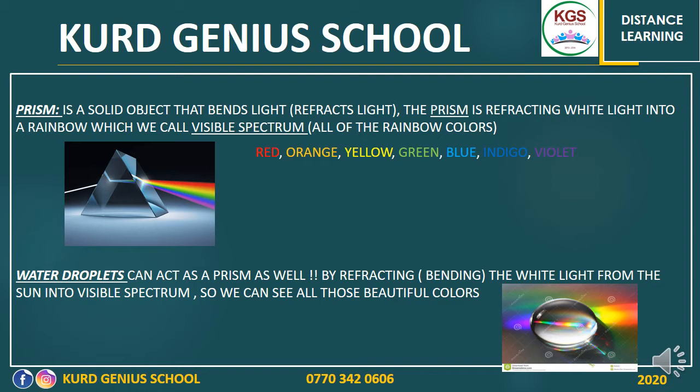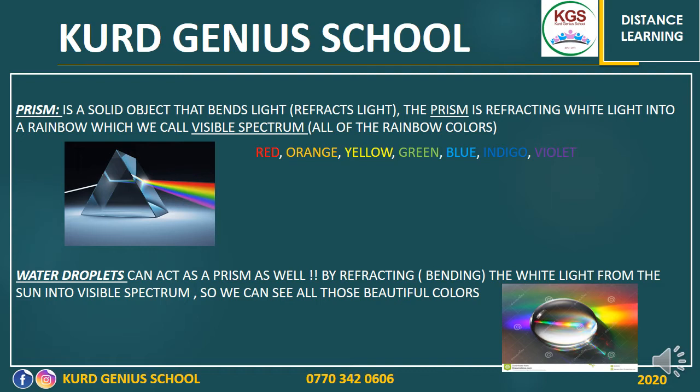A prism is a solid object that bends light. In other words, it refracts light. The prism refracts white light into a rainbow, which we call the visible spectrum, all of the rainbow colors. So what is the visible spectrum? It consists of red, orange, yellow, green, blue, indigo, violet.